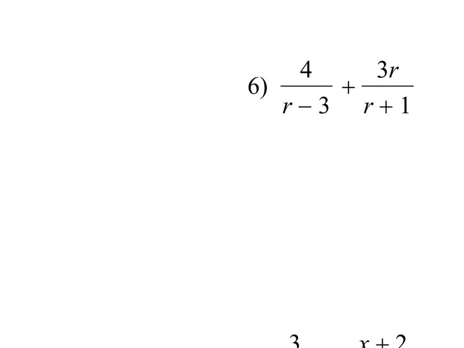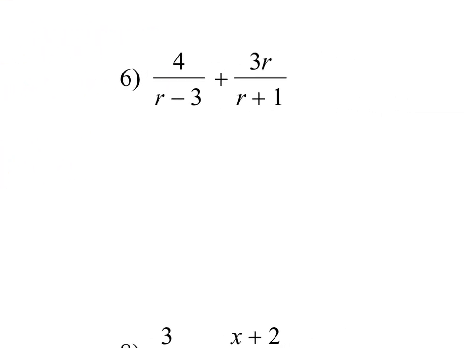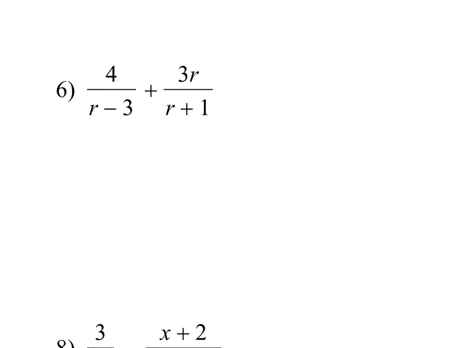All right. Let's come over here. Same thing. Can I simplify anything? Nope. So my common denominator here is going to be r minus 3 times r plus 1. Excluded values, r cannot equal 3 or negative 1.